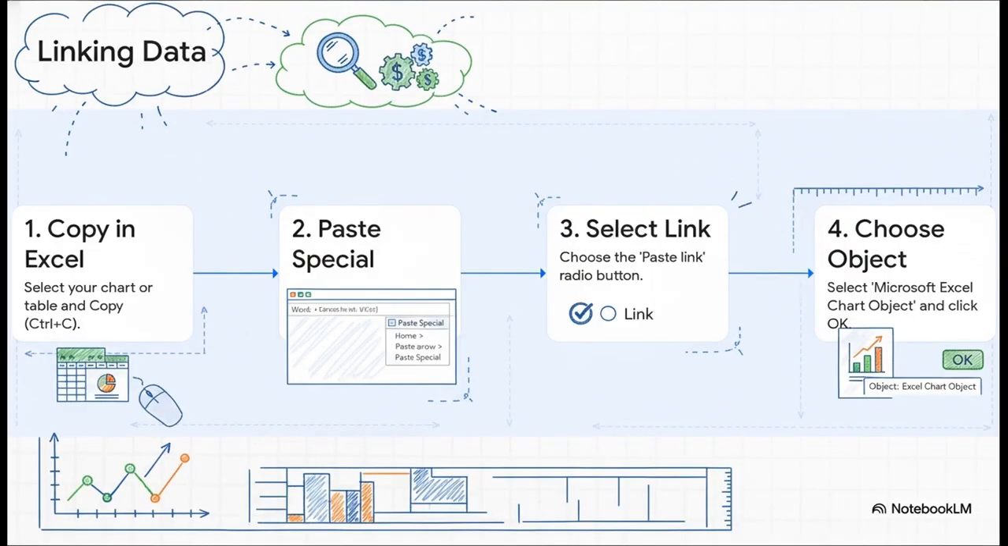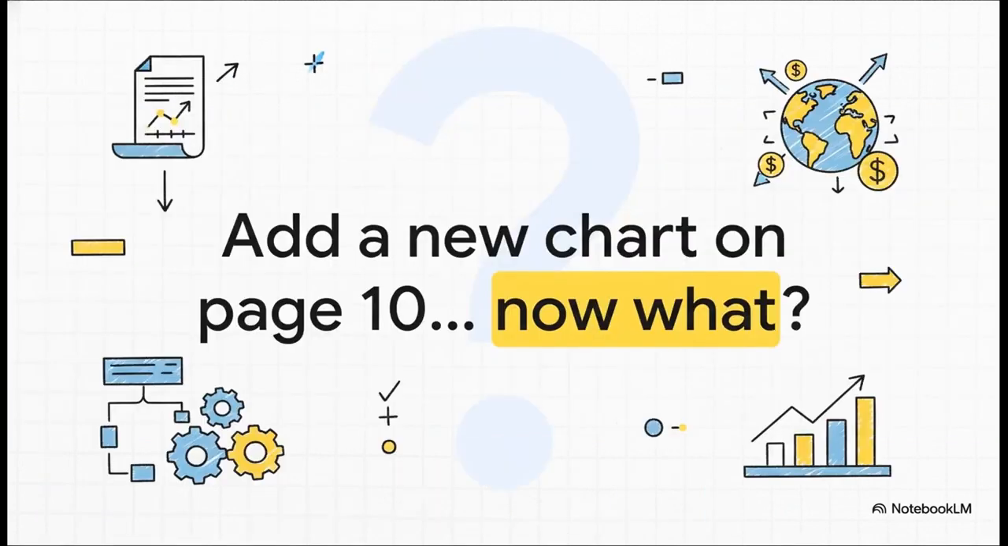So how do you do it? It's actually super simple, but it's a different habit. Instead of hitting Control-V for paste, you're going to use Paste Special. Then you just choose the Paste Link option. This tiny change in your workflow creates that live connection and will absolutely save you from a major disaster during that final, frantic review.